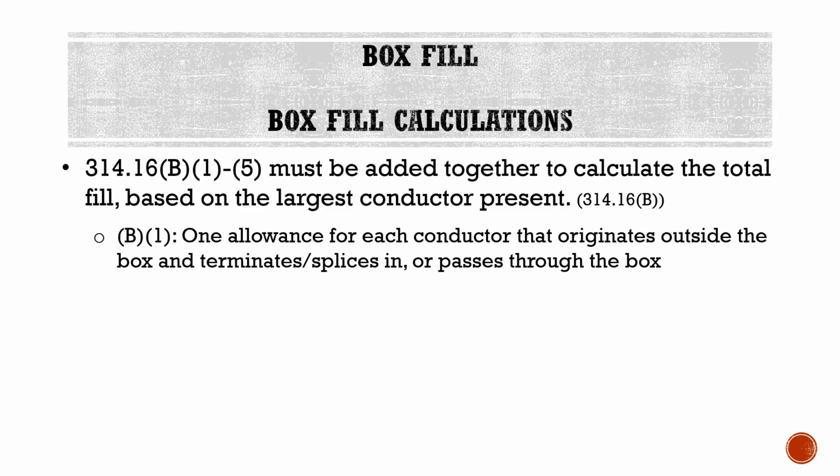Now, the little bit of, not per se an exception, but the caveat to this rule is a conductor that originates in the box, such as a jumper, we do not have to count those conductors since they originate inside the box.